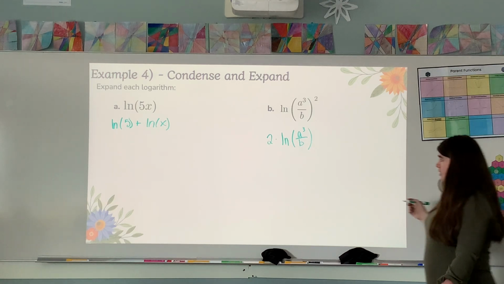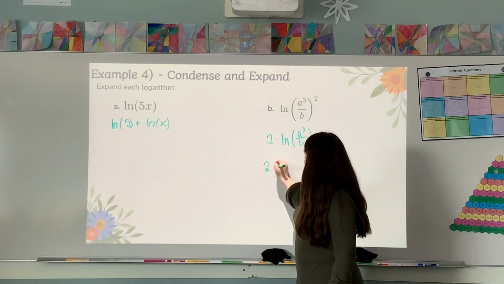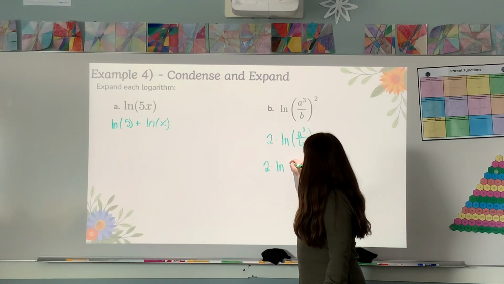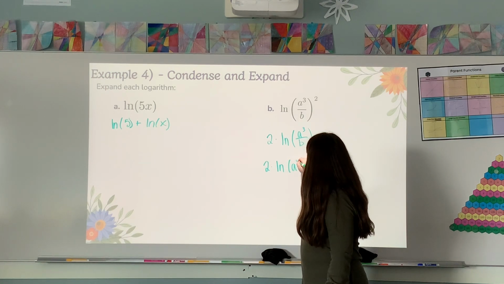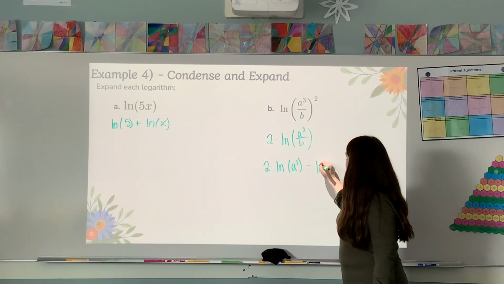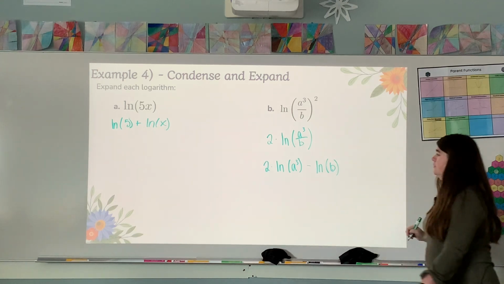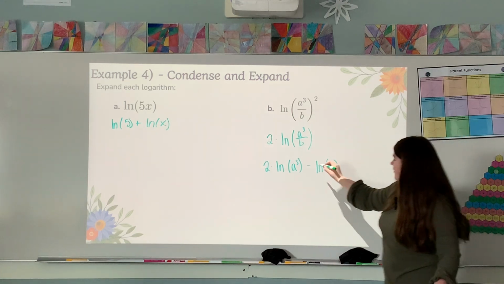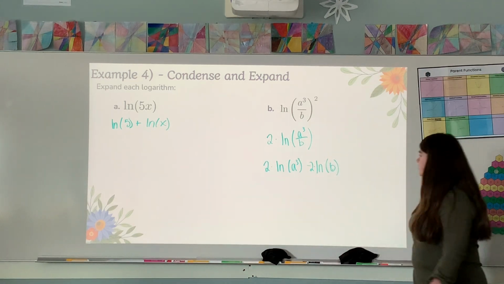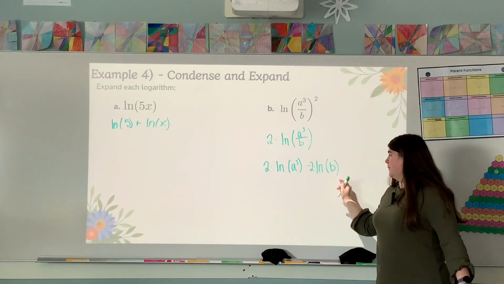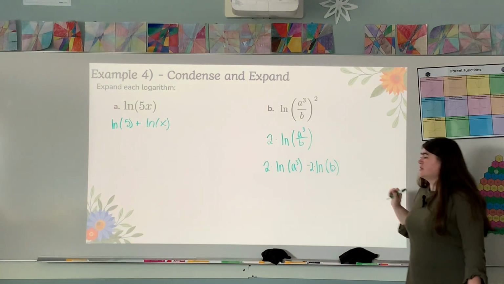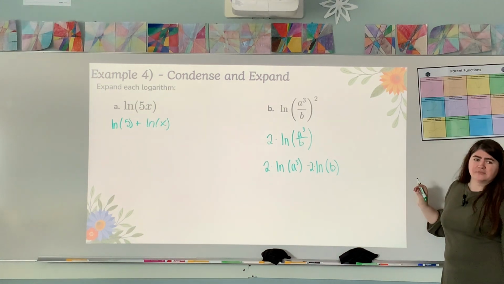We can do subtraction. So we have 2 times the natural log of a to the power of 3 minus the natural log of b. Oh, yep, I forgot the 2. Okay. So we did have this 2 that we have to multiply by both. Is this enough? No.